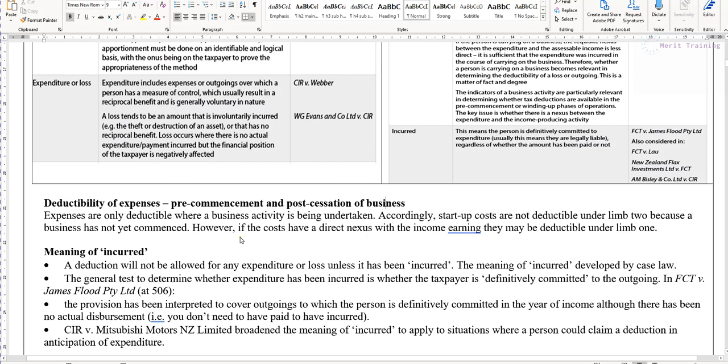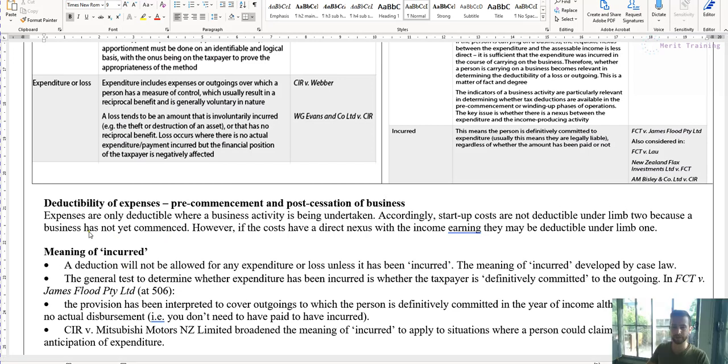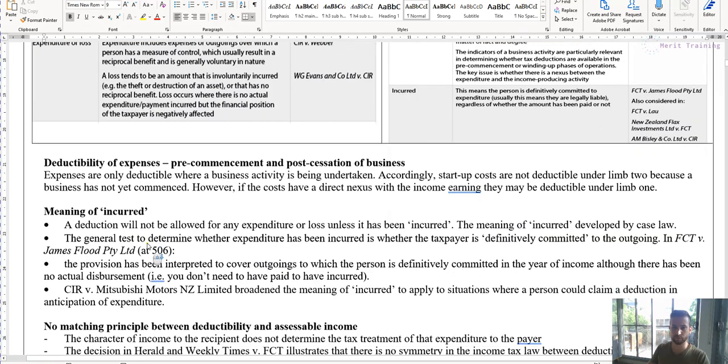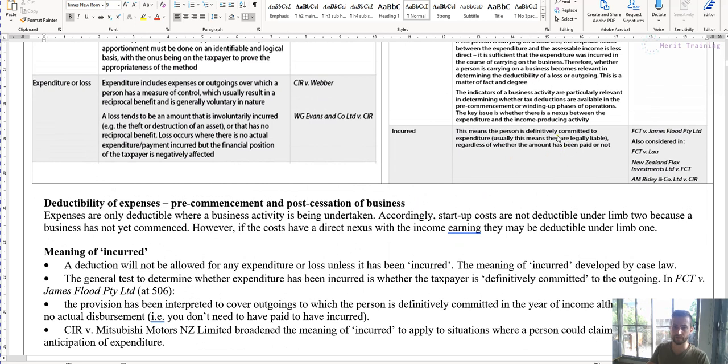So what is the meaning of incurred? Obviously it needs to be incurred to be deductible, and we touched on this already in terms of the key definition of being definitively committed. Generally what that means in case law is that there's no way of getting out of it because you're legally liable. So a common situation is that a debt has been raised, for example, an invoice on one side and a debt on the other.